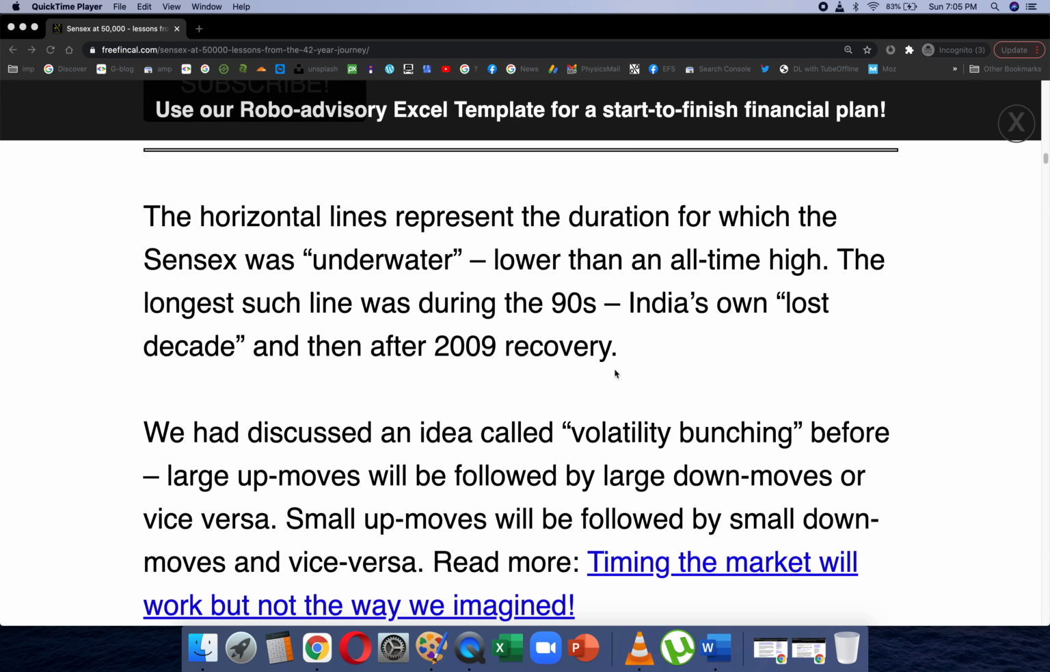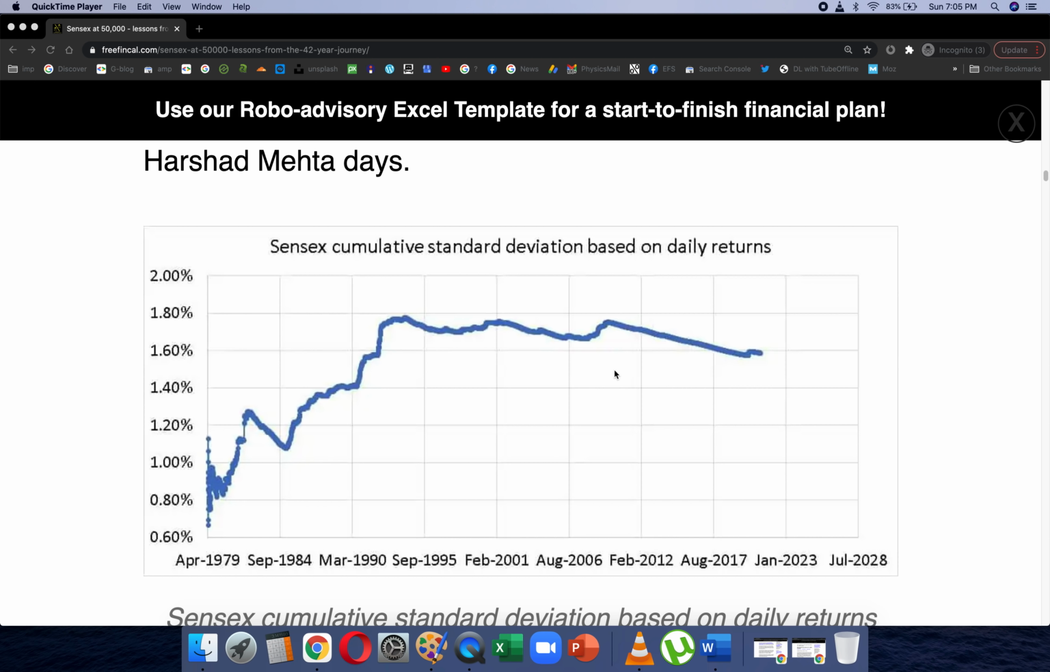And this is the cumulative standard deviation from the inception of the Sensex. That is, what I do is I calculate the daily returns from April 3rd, 1979, and I keep calculating the standard deviation based on daily returns. With each passing day, I keep increasing the standard deviation range, and you can see how the stock market has been highly volatile up to the Harshad Mehta scandal times, early 90s, and since then it has been going down generally.